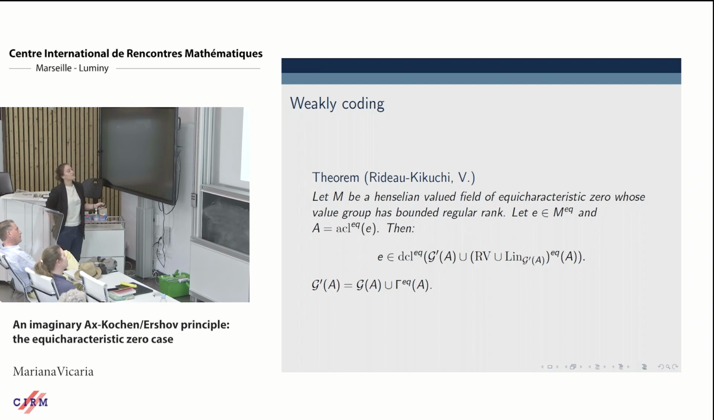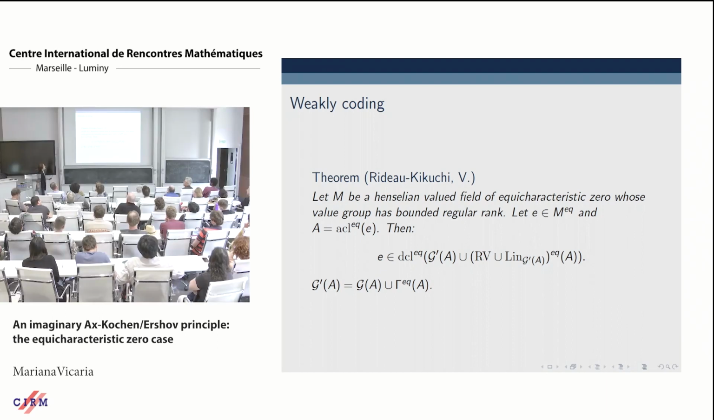G prime A is in essence the trace of A over the stabilizer sorts and the EQ expansion of the value group. And the second part is in essence looking at the trace of A of the EQ expansion of RV and Lin over G prime of A. Okay, so once you have this, you can see why we have these two hypotheses, right?